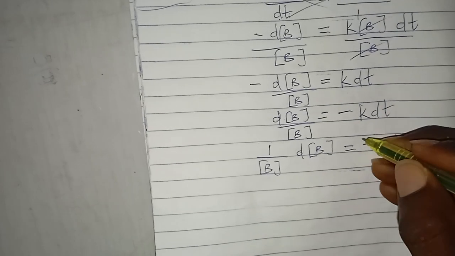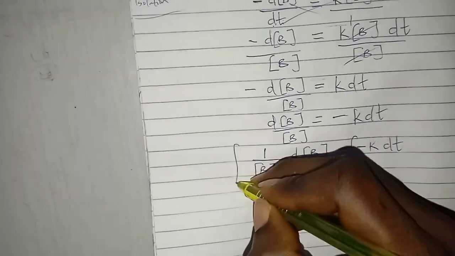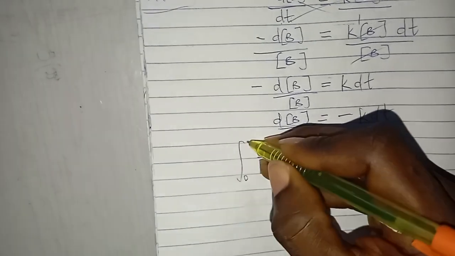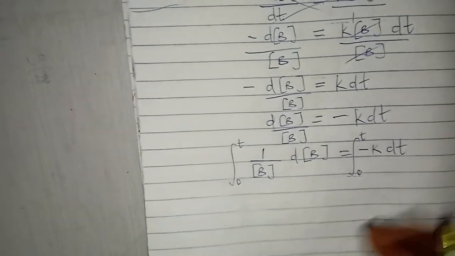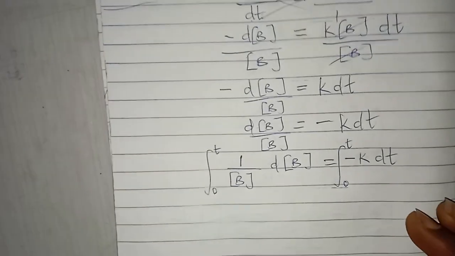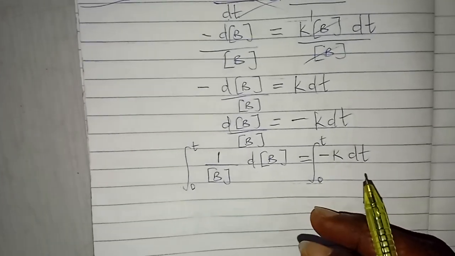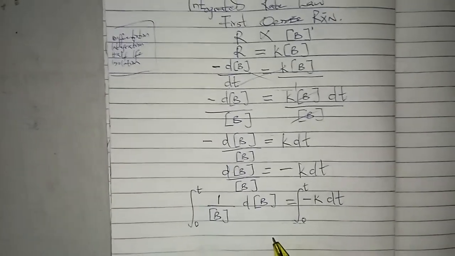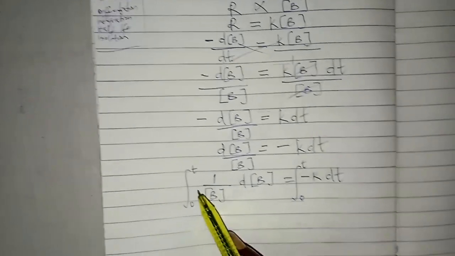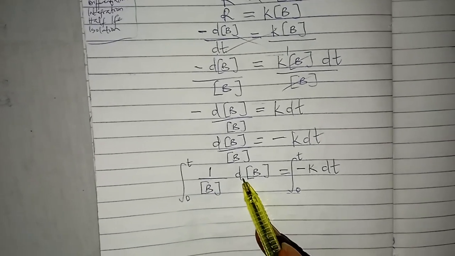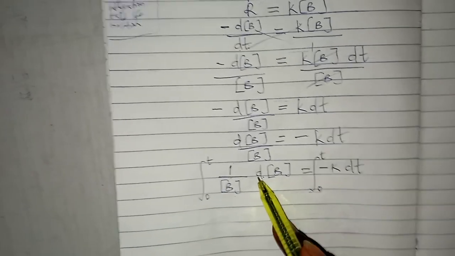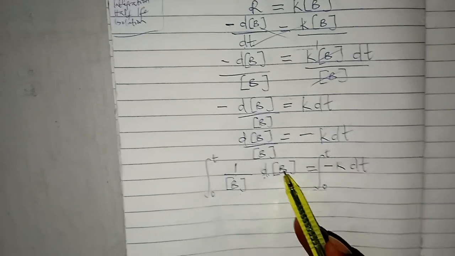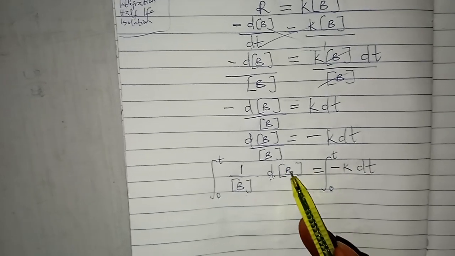We introduce our integration sign, and this integration sign is such that we move from 0 to the upper boundary. Whenever I introduce an integration sign, this now becomes the integration of 1 over B with respect to the change in B. This change becomes with respect to concentration, which is this box, concentration of B.